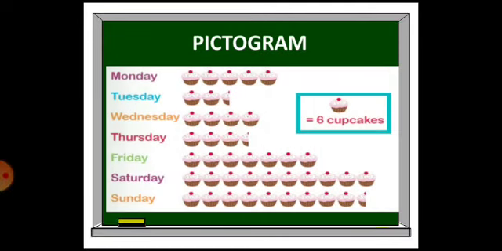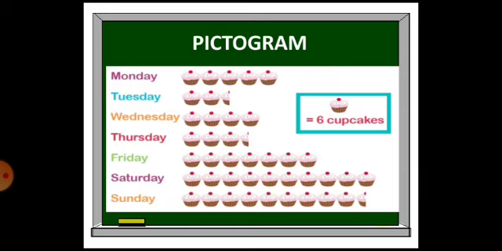then we talk about pictogram. Take for instance this table, where on Monday we have about 5 cakes, and we have been told that each cup represents 6 cups. So for you to know the total number of cakes for Monday, that would be 6 times 5. 6 times 5, that will give you how many? 30 cups of cake.